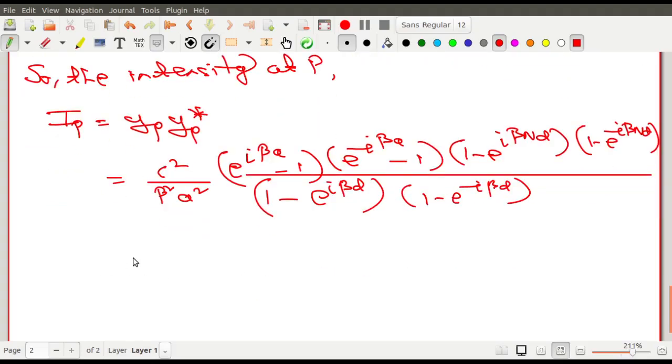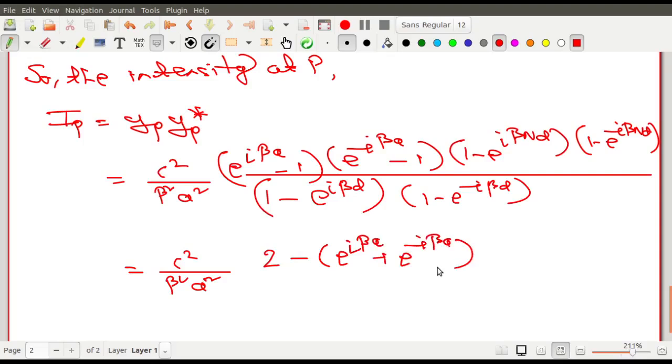So follow the same techniques that you have done in your double slit classes. c square by beta square a square, and this into this will make it 1, and 1 into 1 is again a 1, so there will be a 2, then there should be a minus common, e to the power with this minus 1, e to the power with this minus 1. So if I take a negative common over here, I can safely write e to the power I beta a plus e to the power minus I beta a. Okay, very clear, put it within a square bracket.